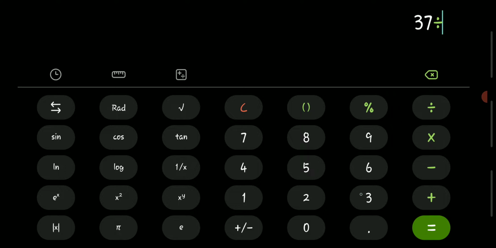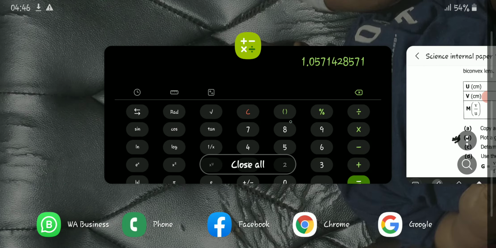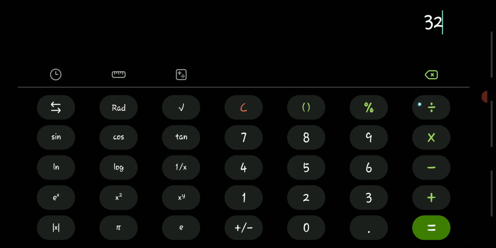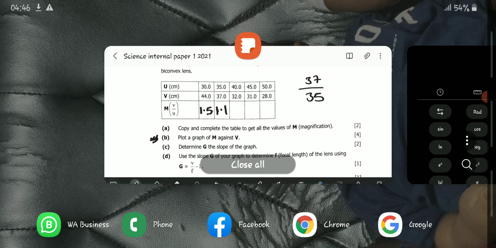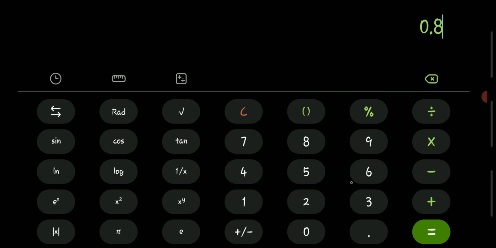37 divided by 35, which is 1.1. So I have 1.1 there. Then I have 32 over 40. 32 divided by 40, which is 0.8. Okay, so 0.8. Then I have 31 over 45.